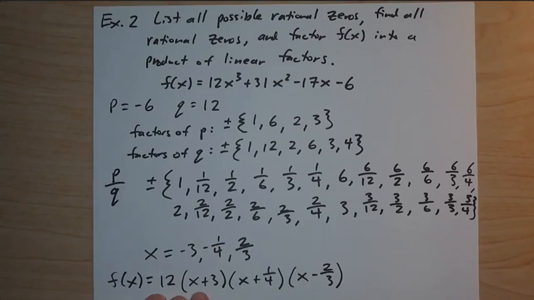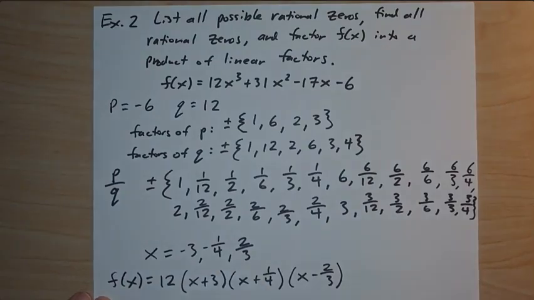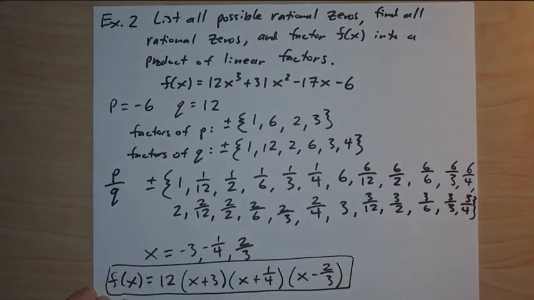And we can actually look at this and make sure that all of our multiplicities are correct. Our first term should be 12 times x times x times x, which would give us 12 x to the third. So this is our fully factored form, and we are done.